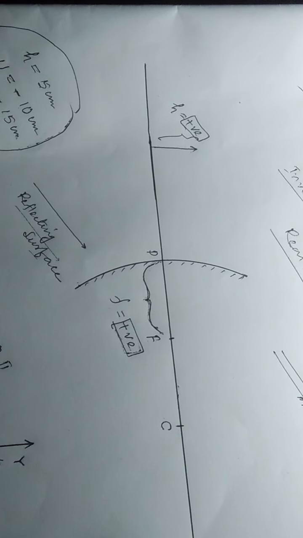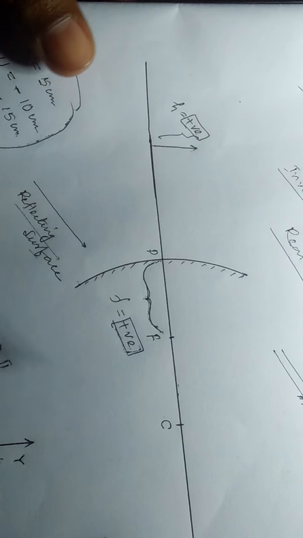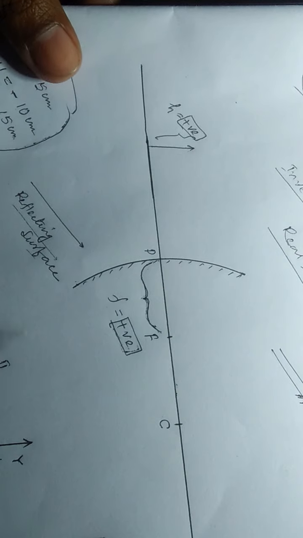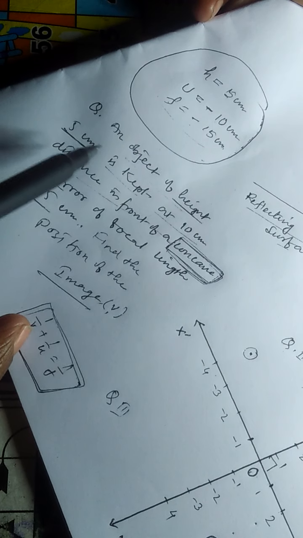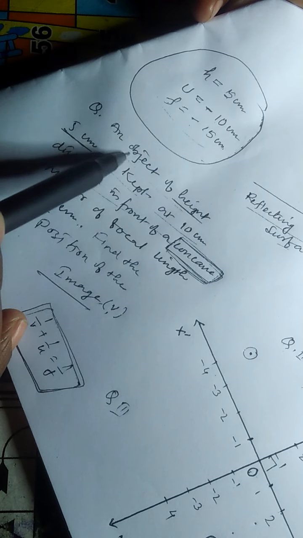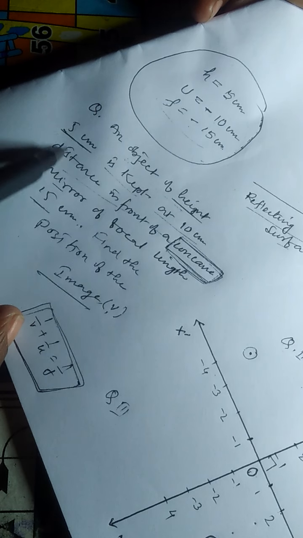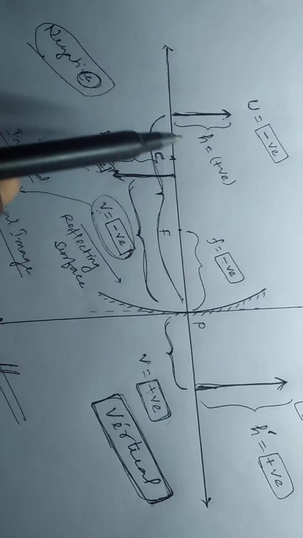So now you will understand by solving numerical problems. So this will be your homework also. You will try at home. See, I am writing a question here. What is the question? An object of height 5 centimeter.